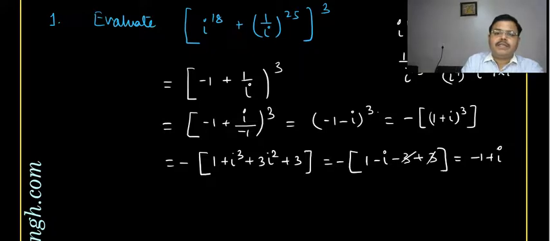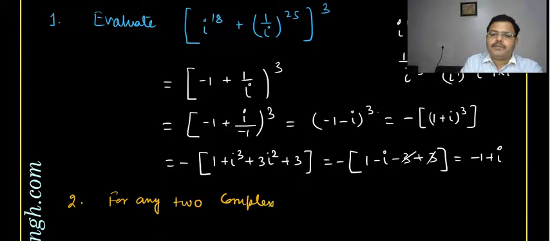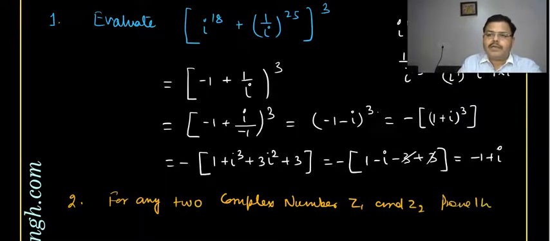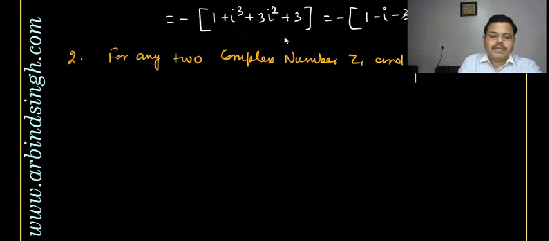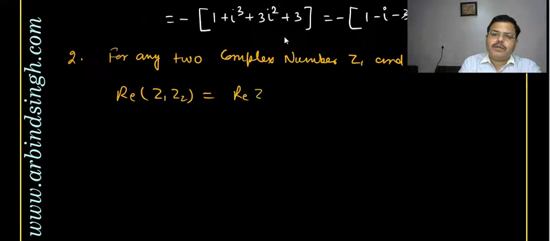So the first question is like this. Now the second question is: for any two complex numbers Z1 and Z2, prove that the real part of Z1 Z2 is equal to the real part of Z1 into the real part of Z2 minus the imaginary part of Z1 into the imaginary part of Z2.